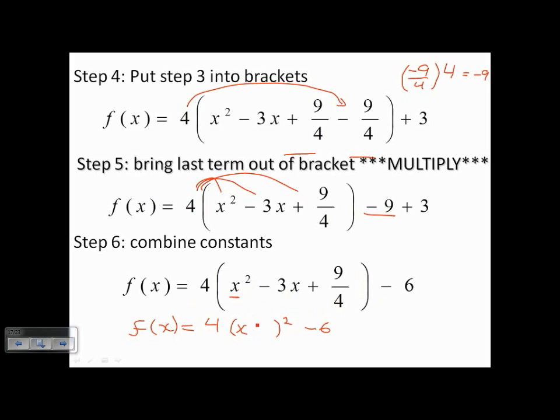This negative tells me that there's a negative sign in between here. I'm always looking at the negative here. I don't care that 3 is there. I only care about the negative. This last term, what's the square root of that term? Square root of 9, 3. Square root of 4, 2. My final answer is 4, open bracket, x minus 3 over 2, close bracket squared, minus 6.